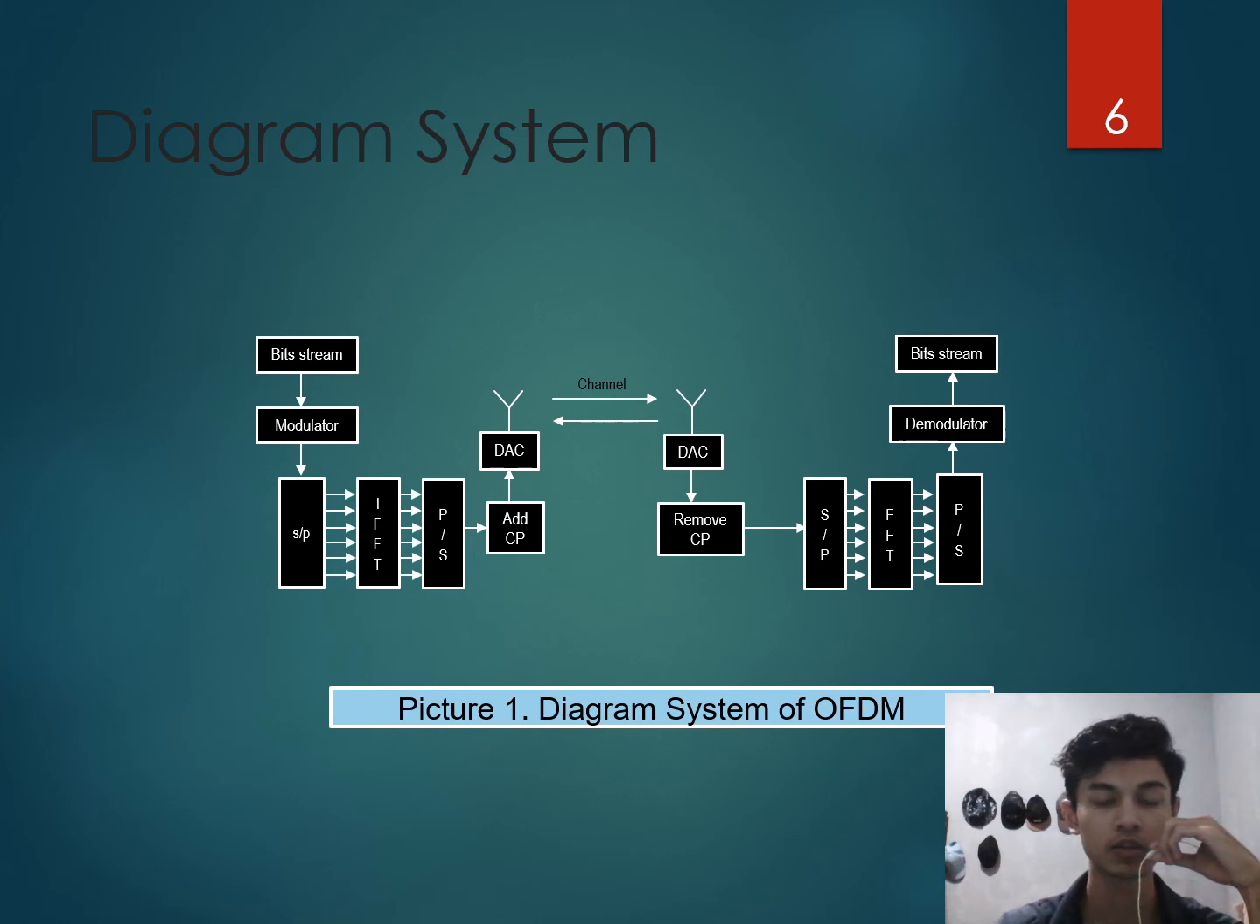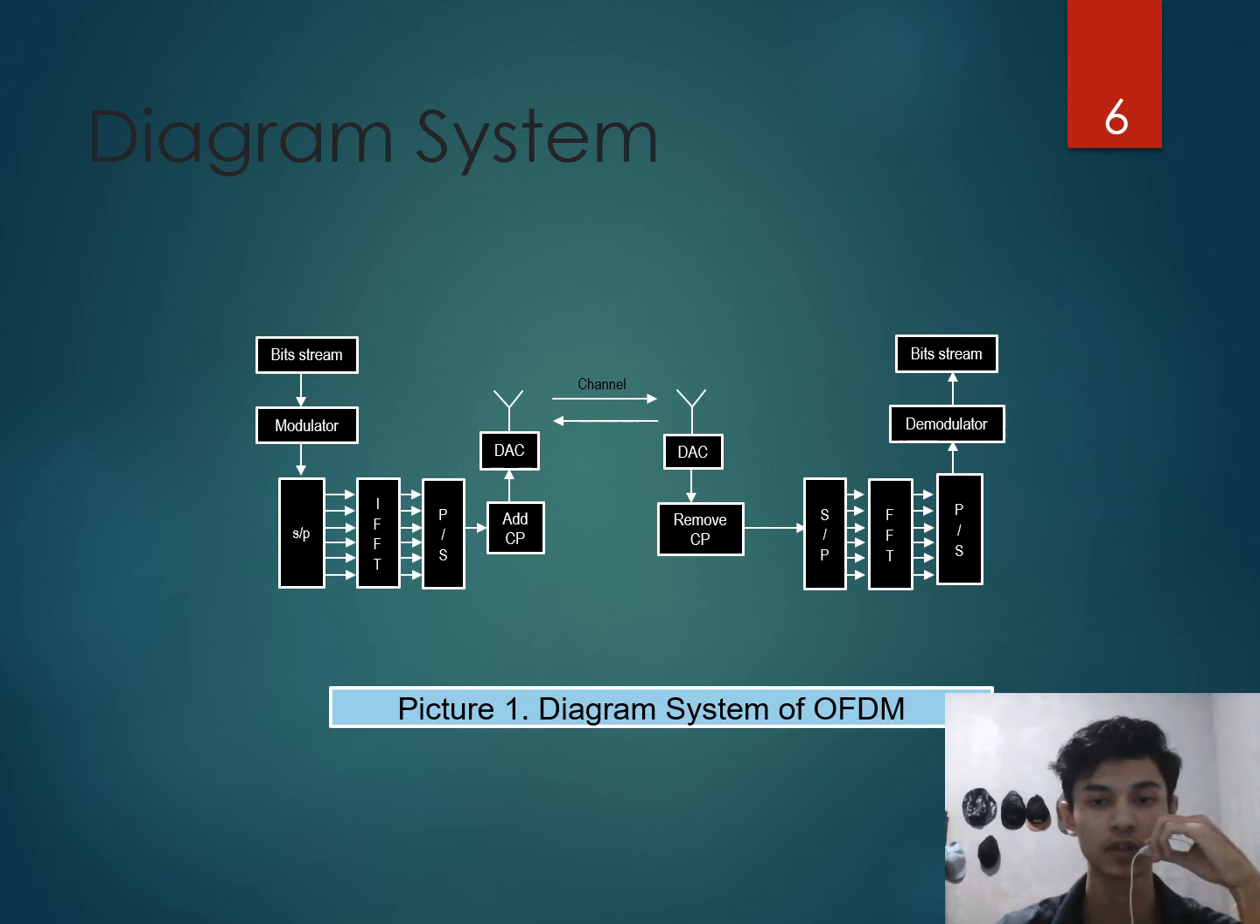And then it goes to add cyclic prefix. Cyclic prefix basically works as a guard band to prevent the interference. And then from that, it goes to DAC or digital to analog, and then is sent to the antenna, and then sent to the receiver. The receiver is the reverse version of the transmitter.